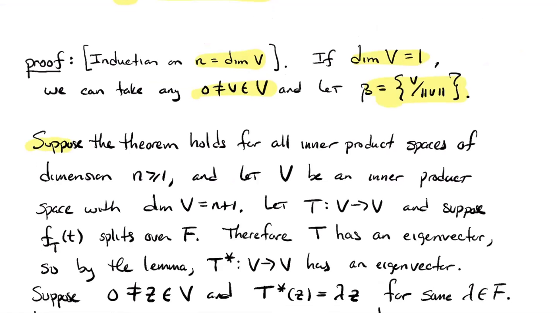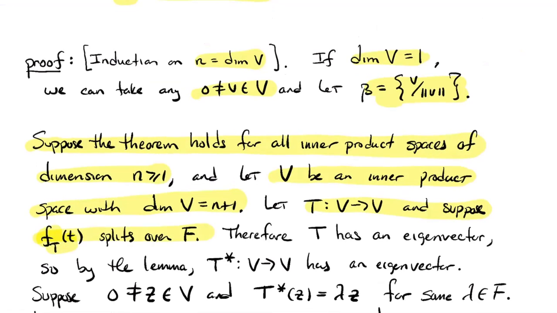So let's suppose our induction hypothesis that this theorem holds for all inner product spaces of dimension n, for some n greater than or equal to 1. And then let's take an inner product space that has dimension n plus 1, take a linear operator on it, and suppose the characteristic polynomial splits. Okay, so I want to show that there's a basis for which its matrix is upper triangular.